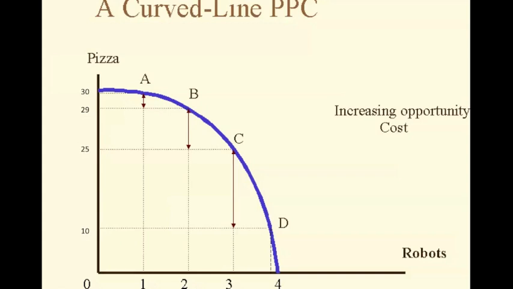But because society may need this, we have to take more and more of our pizza makers to create that next unit of robots. Look at from 2 to 3 at the margin. As I produce 1 more robot at this margin, I end up giving up 15 pizzas. I go from 25 to 10. And so again, this is the idea of the law of increasing opportunity costs.